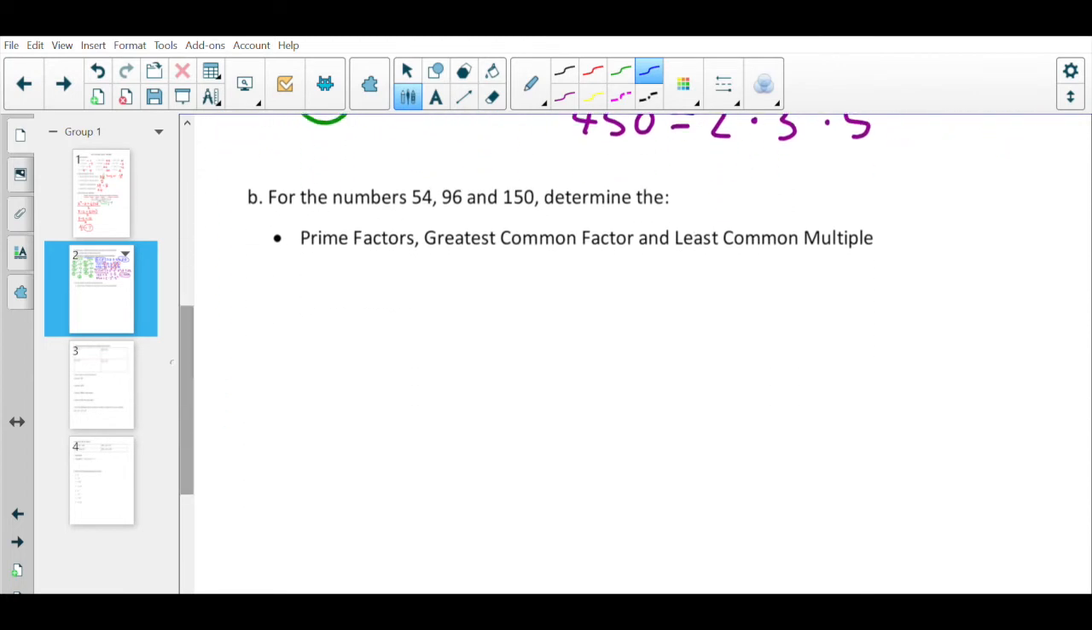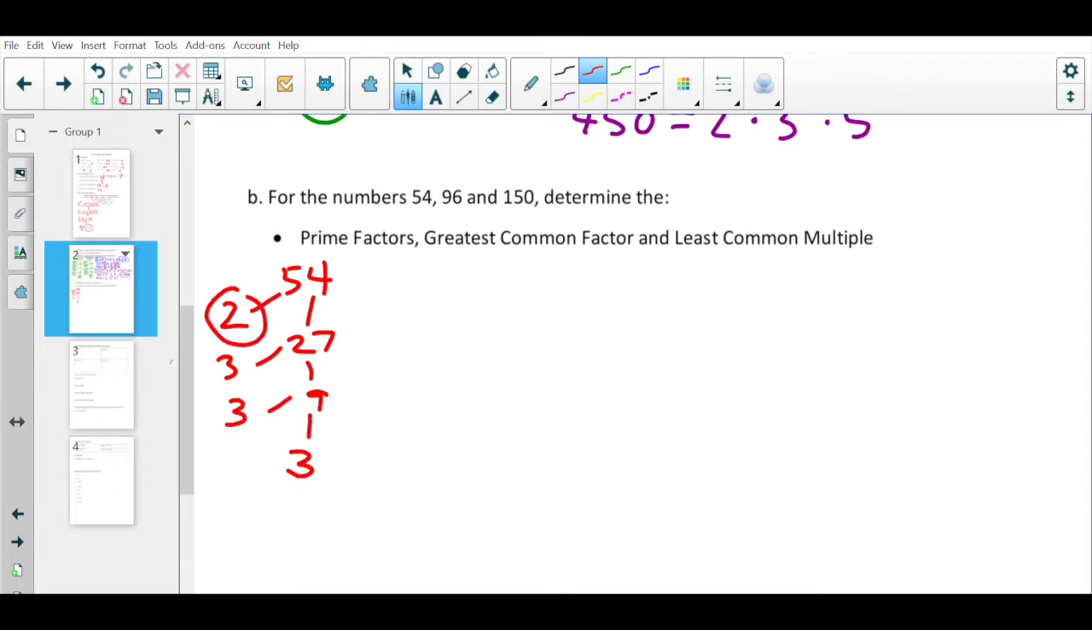All right. One more example. For the numbers 54, 96, and 150, determine the prime factors, GCF, and LCM. So let's start with the prime factors. 54, factor tree time again. So divide by 2, that's 27. Divide by 3, that is 9. Divide by 3 again, and that is 3. So your prime factors are 2, 3, 3, and 3.